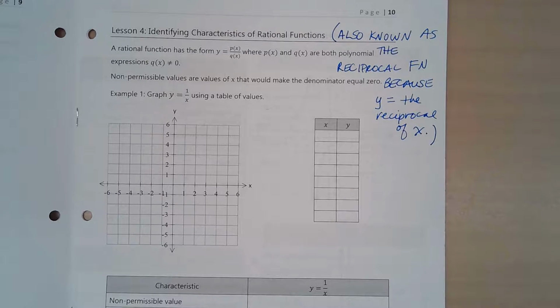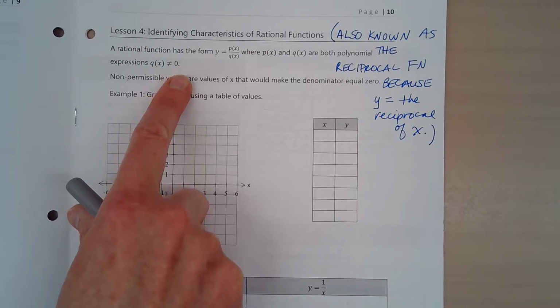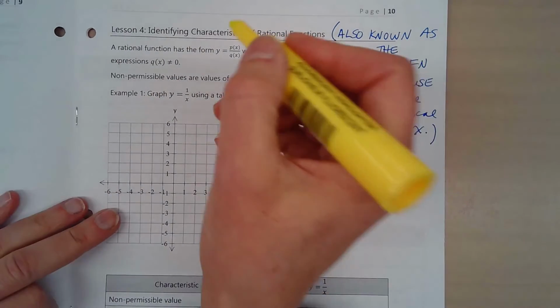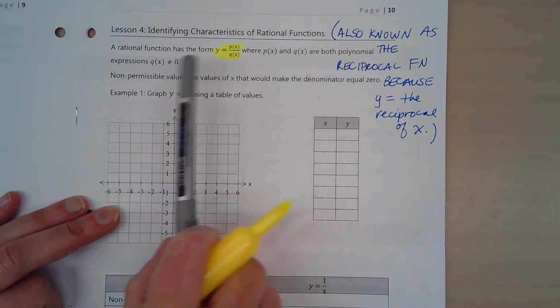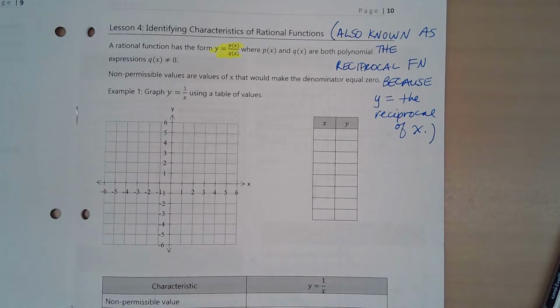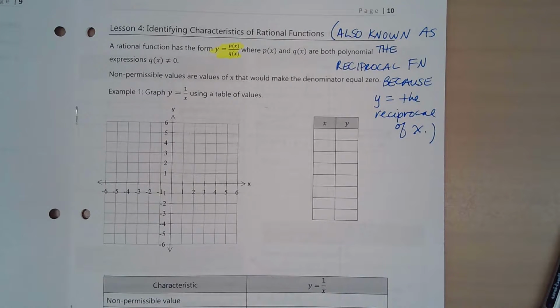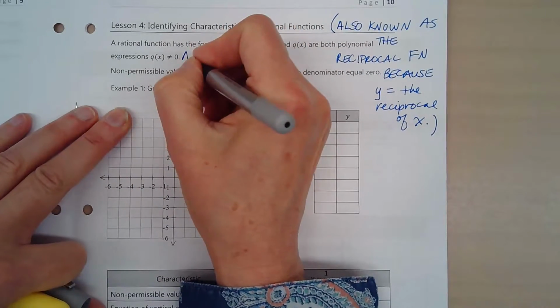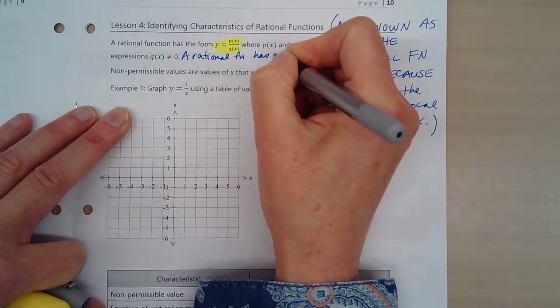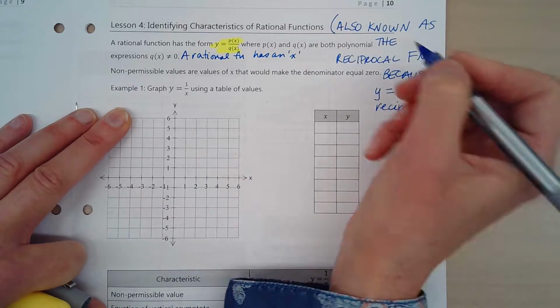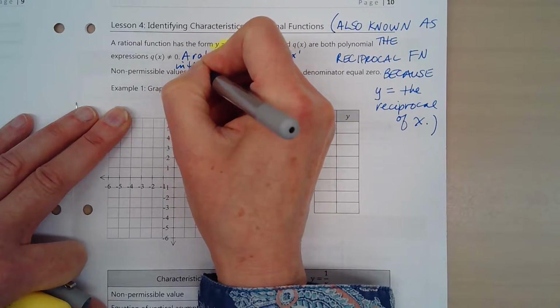And a rational function, there's a couple of ways it can look, but a rational function has the form p of x over q of x, okay, where p of x and q of x are polynomial expressions, okay? So you've got a polynomial over a polynomial. The real deal is a rational function is one where x is in the denominator, okay? A rational function has an x or more than one x in the denominator.